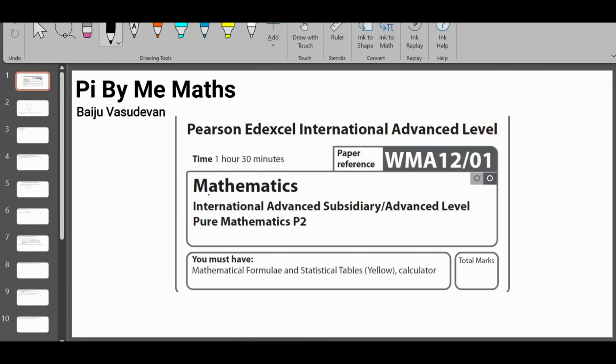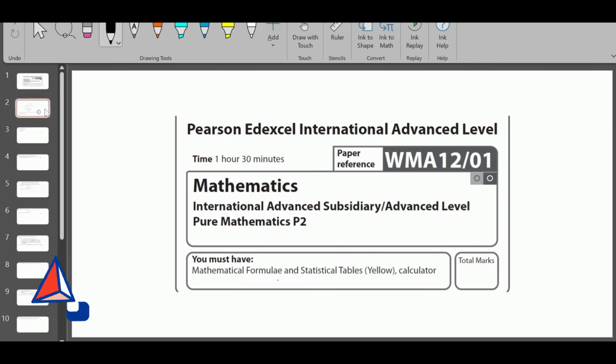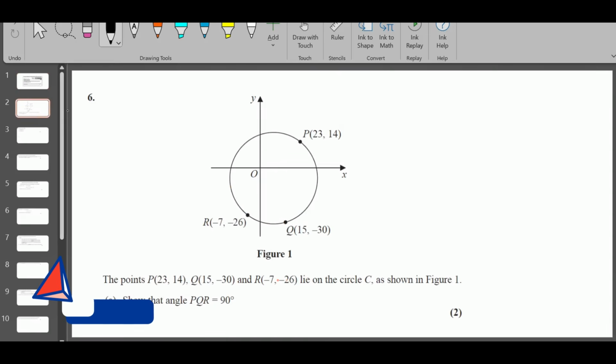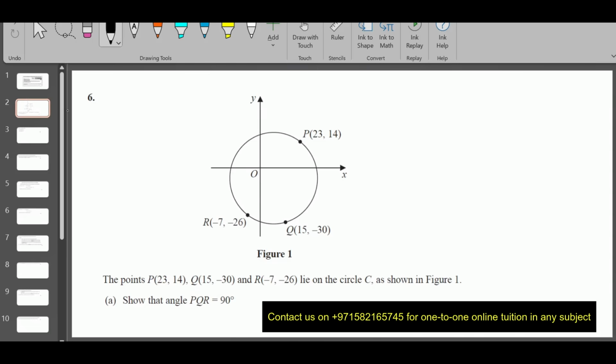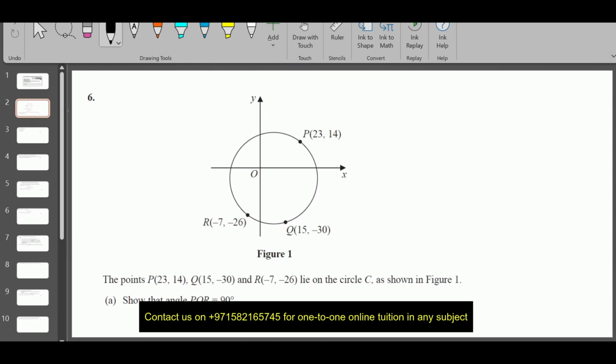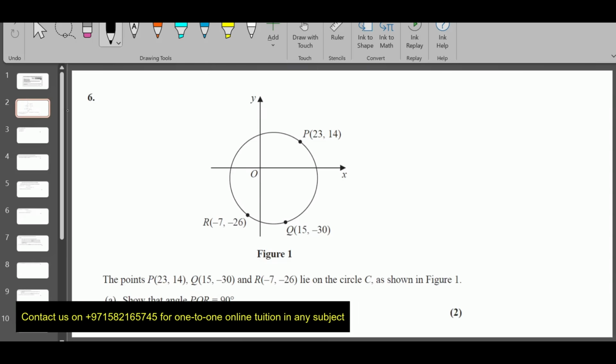This is WMA12. Here we are solving the Pure Math 2 January-February 2022 paper. In part 1, we have already finished questions 1 to 5. Let's look at question number 6. This is from coordinate geometry. You have a circle and the points P, Q, R lie on the circle. Show that angle PQR is 90 degrees.